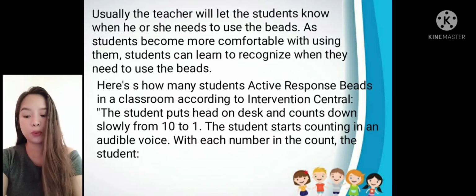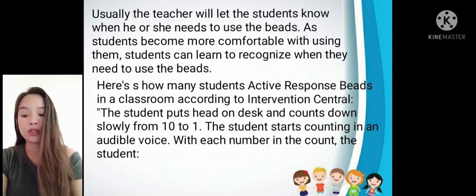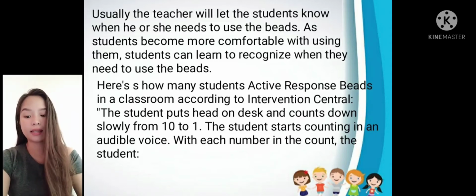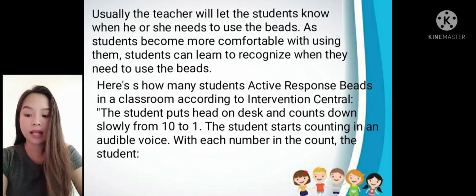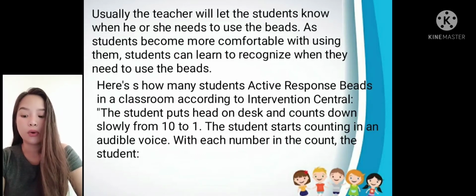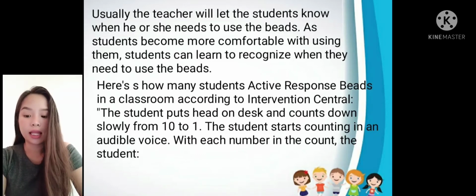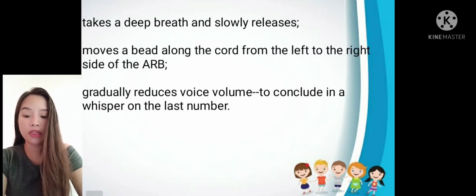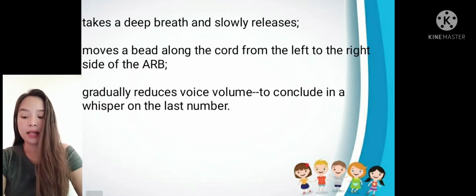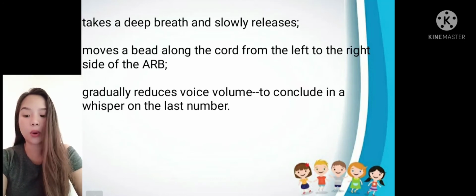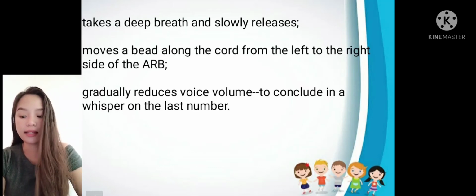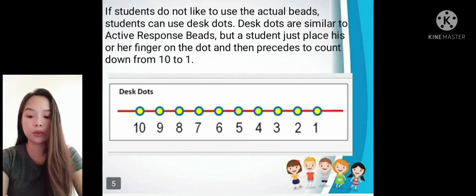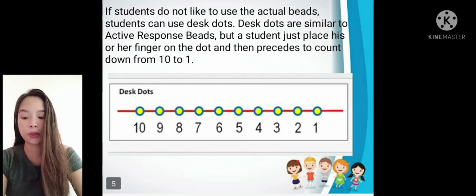The student puts head on desk and counts down slowly from 10 to 1. The student starts counting in an audible voice with each number in the count. The student first takes a deep breath and slowly releases. Second, moves the bead along the cord from the left to the right side of the ERP. Last, gradually reduces voice volume to conclude in a whisper on the last number.